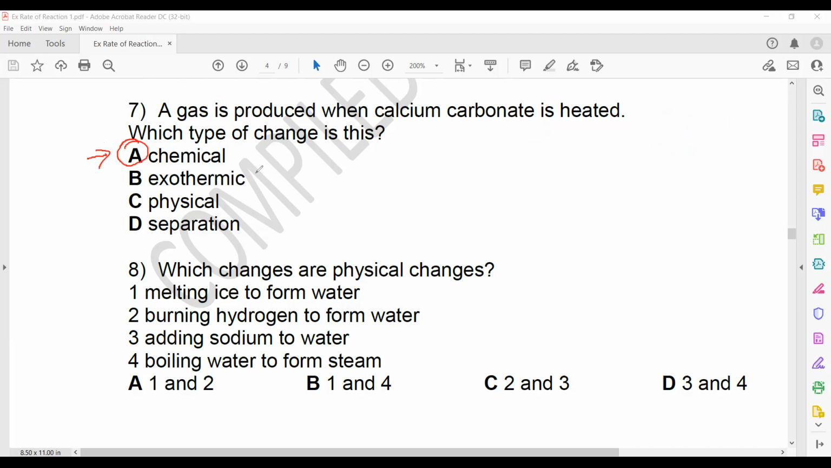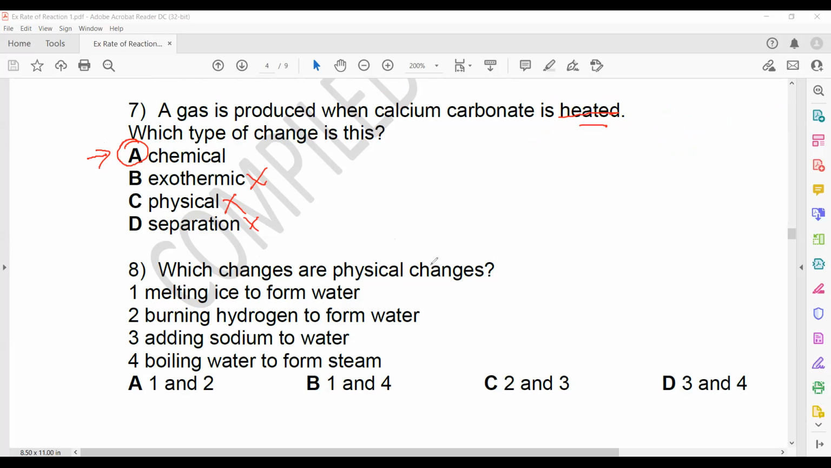Why don't we say exothermic? Because we are supplying heat energy, it's not exo, it is endo. It cannot be physical. Why? Because it is producing a gas, it's forming a new substance, and this is not a method of separation. So A is the right answer.